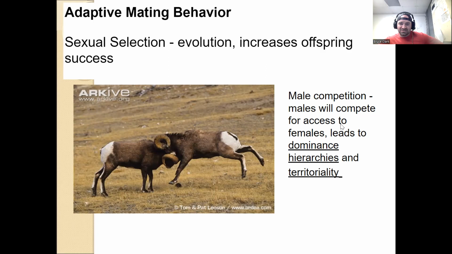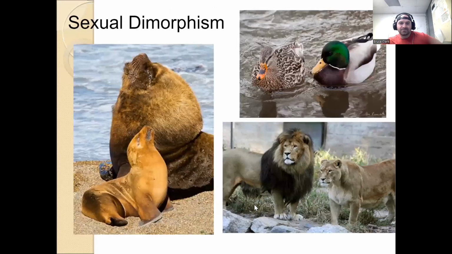Right, so male competition. Males will compete for access to females, and it leads to dominance hierarchies and territoriality. All right, so the idea is that the strongest or best adapted male will mate with the females in that region. That's true for a lot of ungulates, a lot of carnivores. You think about a pride of lions, they have one male lion that is the strongest and best adapted, and his pride of females around him.